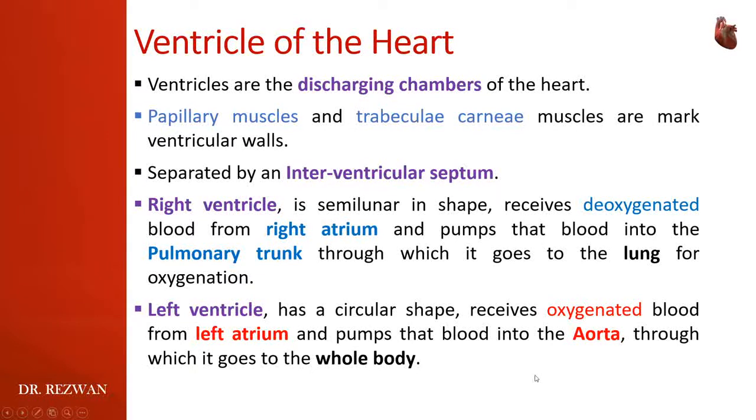Now the ventricles of the heart. The ventricles are the discharging chamber of the heart. Papillary muscles and trabeculae carneae muscles are marked in the ventricular wall because they are having some irregular surfaces. The ventricles are separated by the interventricular septum.